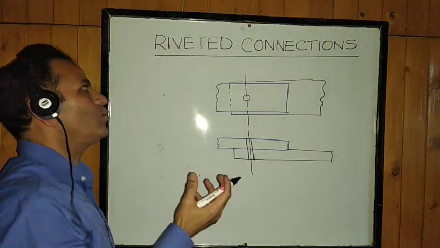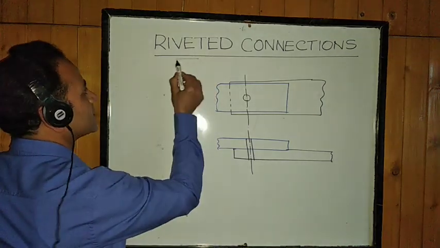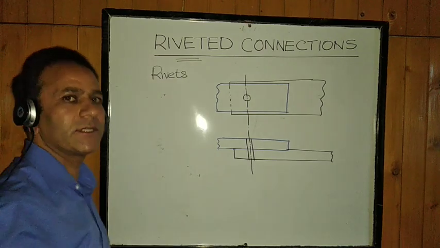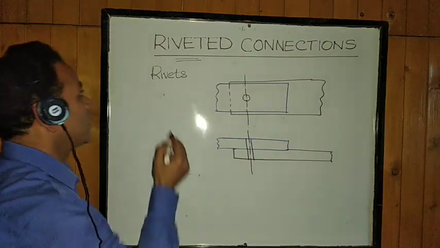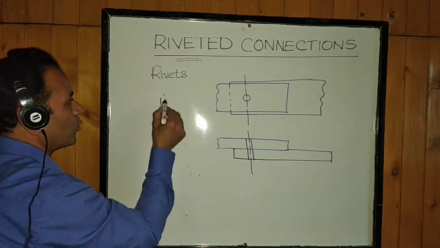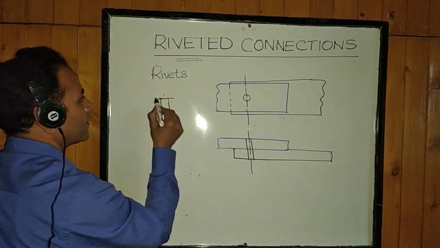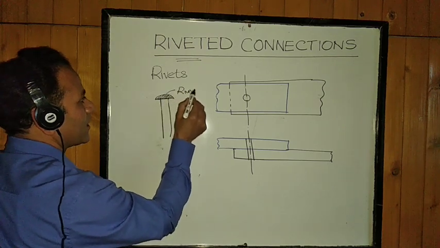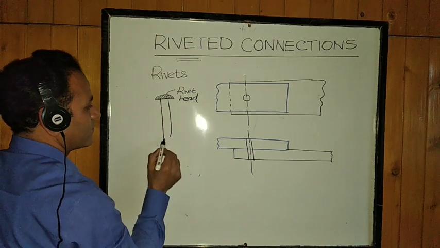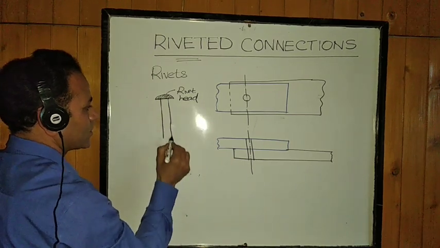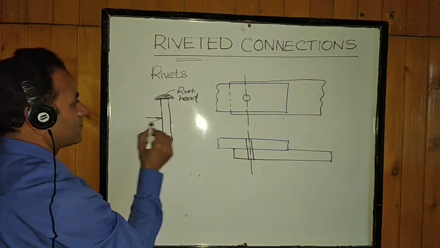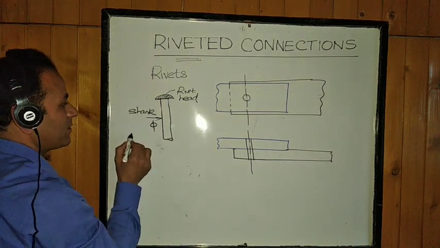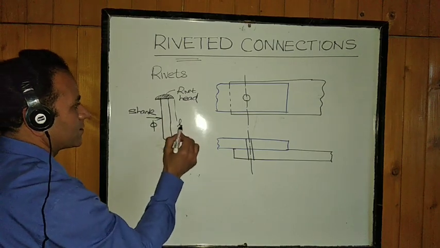Now we make use of a rivet, as the name specifies. It is a riveted connection. So we are going to use certain structures which are called rivets. How does a rivet look like? It looks like a bolt but without a thread. This is the rivet head. It has got a circular cross section. This is called the shank. It has got a certain diameter phi, and it has got a certain length.